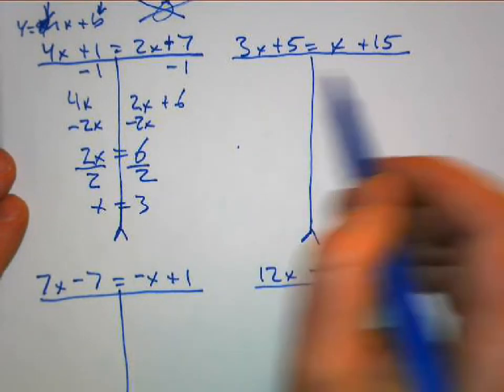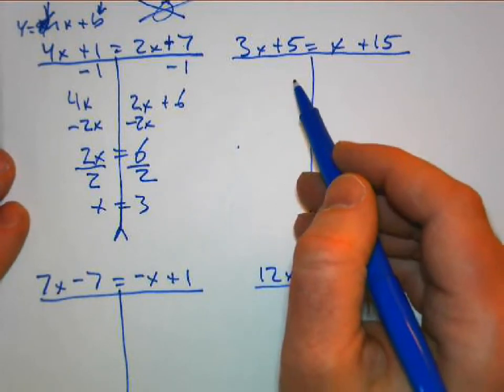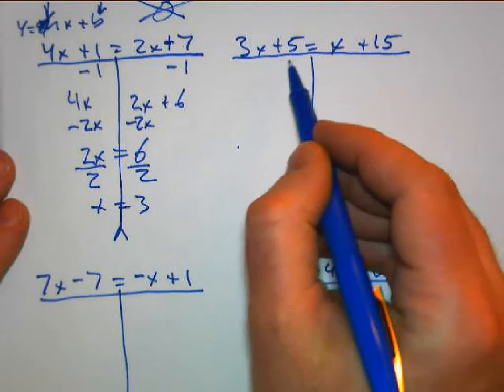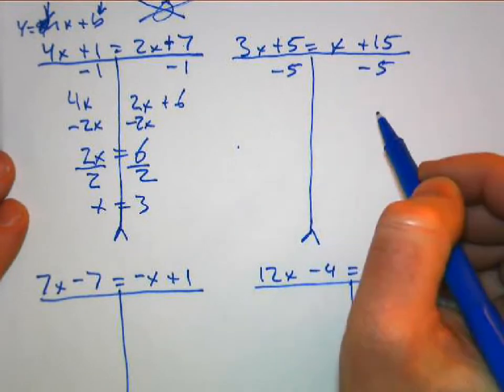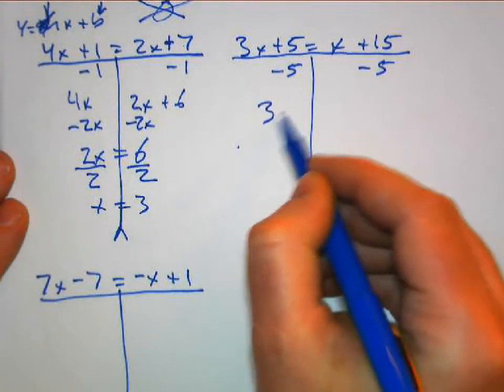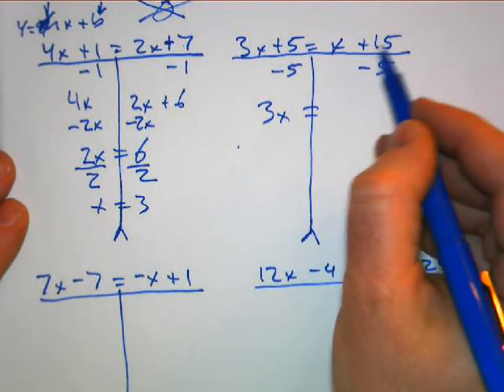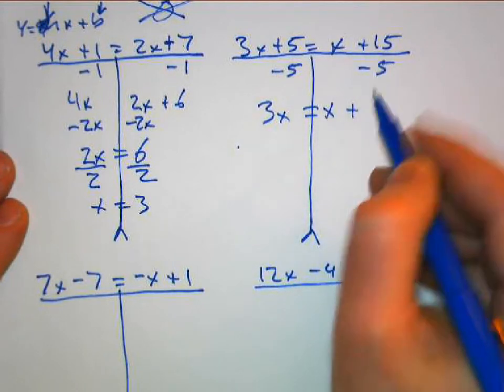Again, we're isolating for x, using addition and subtraction to start with. I want to get rid of this plus 5, so I'm going to minus 5, and I'm going to minus 5 on this side as well. So 3x plus 5 minus 5 leaves me with 3x equals x plus 15 minus 5 leaves me with x plus 15 minus 5 is 10.